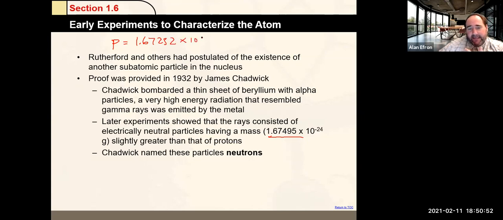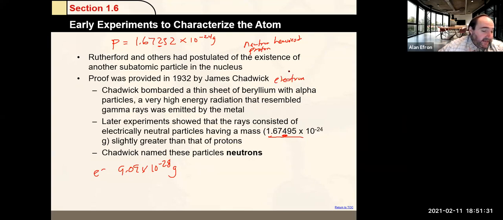1.67252 times 10 to the minus 24 grams. What that means, in comparison to our electron of 9.09 times 10 to the minus 28 grams, in comparison of our three subatomic particles, it is actually just barely right about there that it is the neutron that is the heaviest. So the neutron is the heaviest, followed by the proton, which is pretty close, followed way down the road there by the electron. So the neutron is also about 1,800 times heavier than any electron.